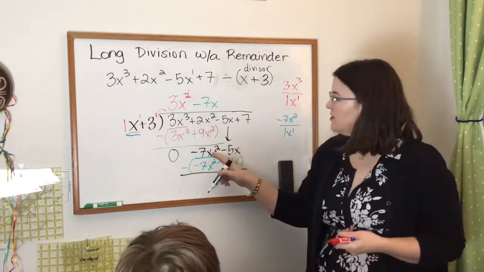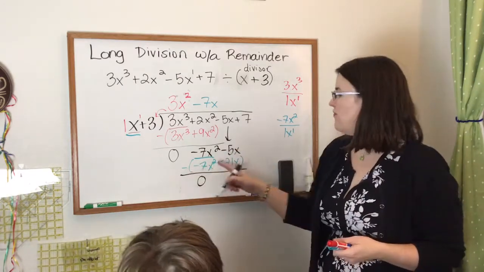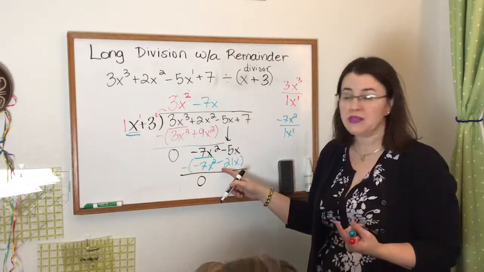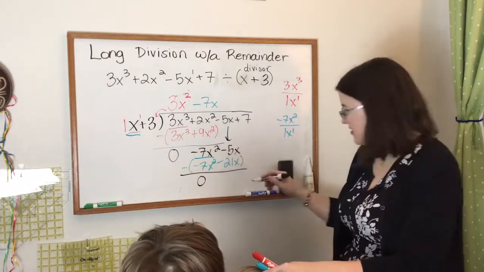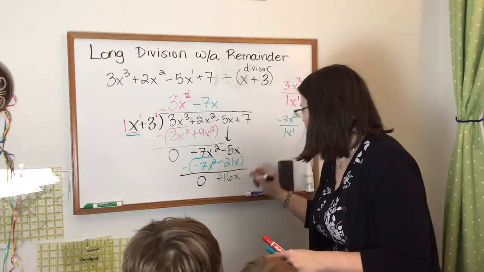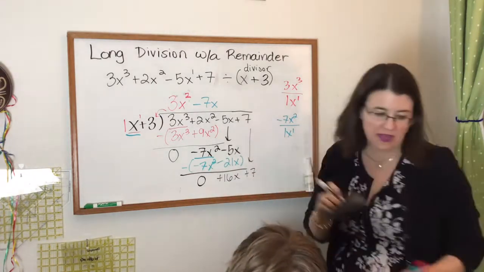Negative 7x squared minus minus turns into a plus, so that's 0. Negative 5 minus minus 21 turns into a plus, so this is now negative 5 plus 21. 21 minus 5 is 16x, and then I drop my 7. I'm getting a little squished for space, but I think I can make it.